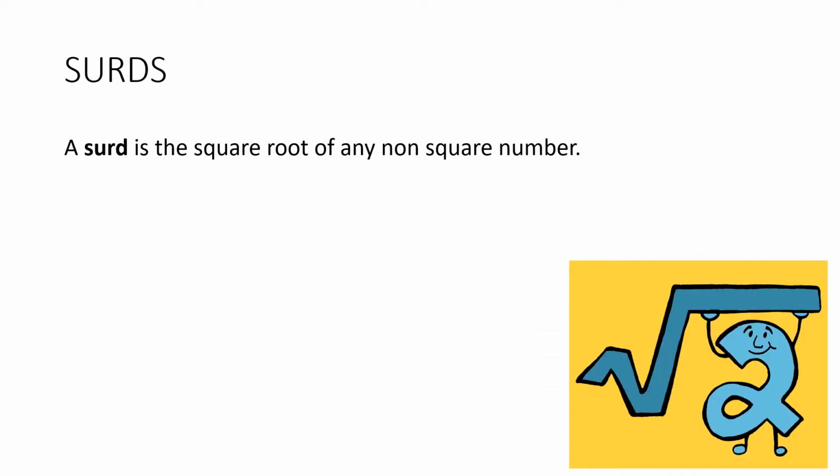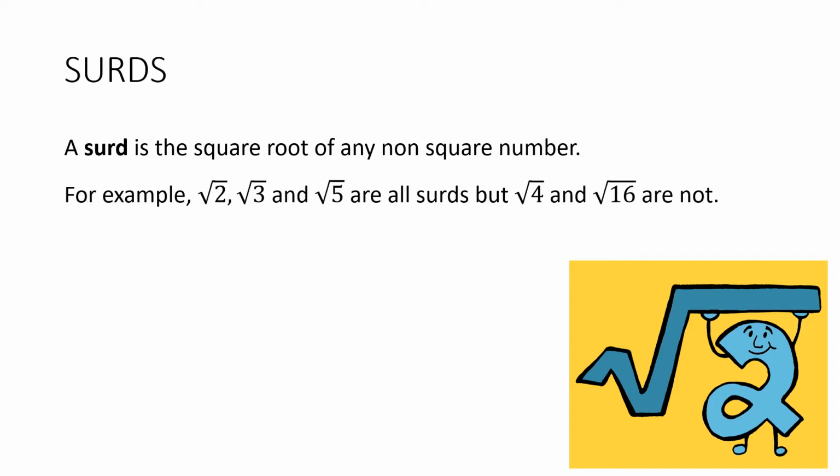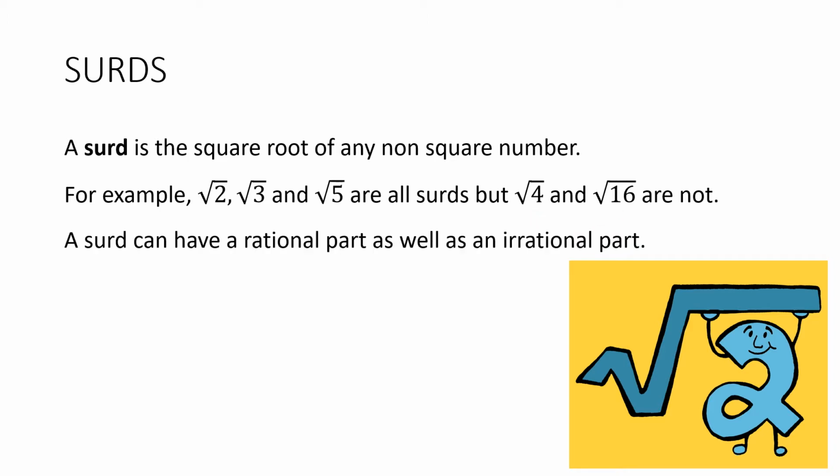A surd is the square root of any non-square number. So for example, root 2, root 3 and root 5 are all surds, but root 4 and root 16 are not. Square root of 4 is 2, square root of 16 is 4, so they're both rational. But a surd can have a rational part as well as an irrational part. So for example, 2 root 7, the 2 is the rational part and the root 7 is the irrational part.